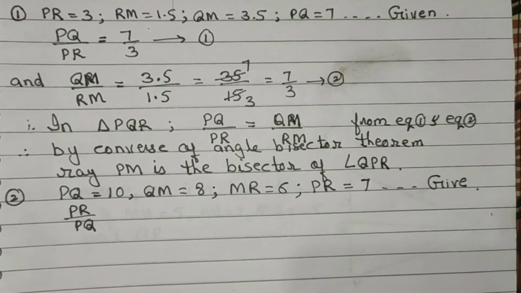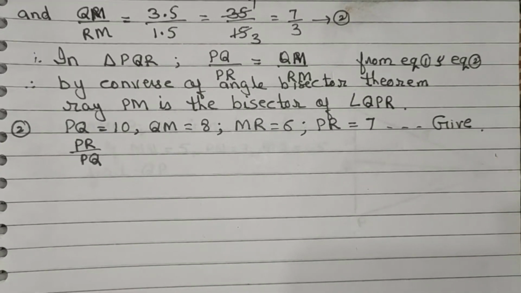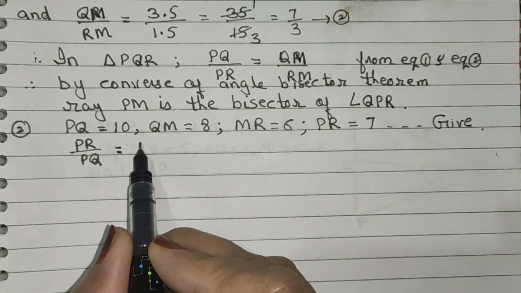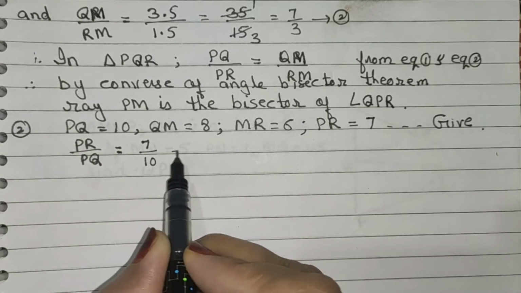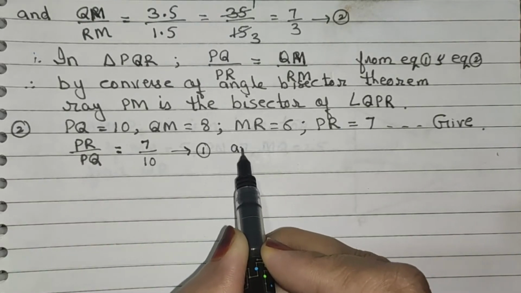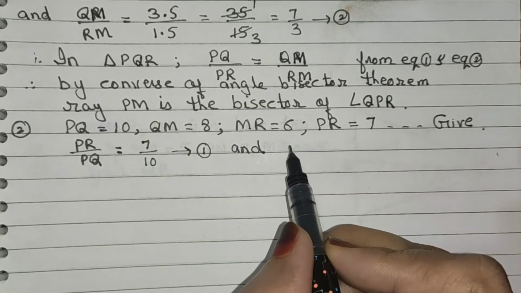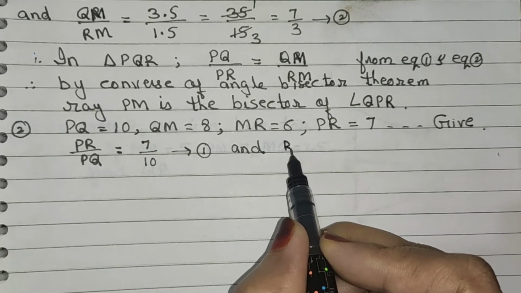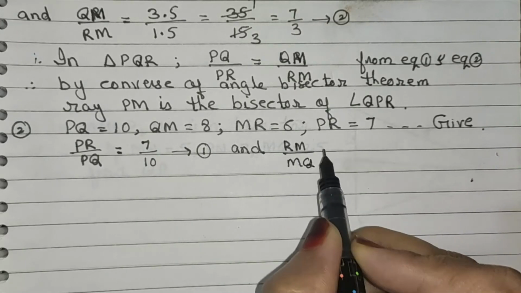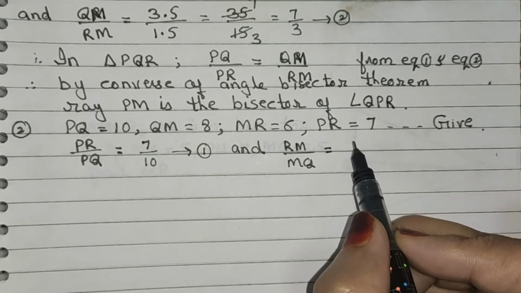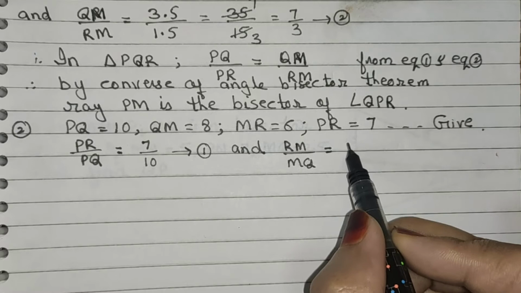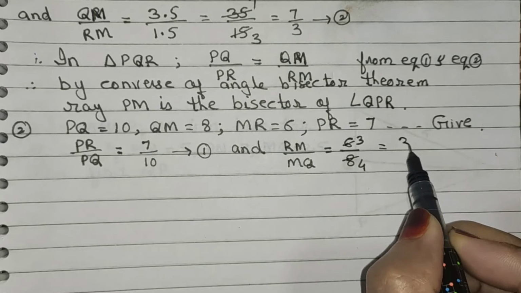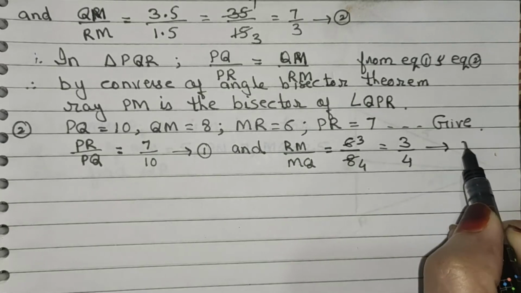Now first find the ratio PR upon PQ. Now substituting the values here, 7/10. Give it equation number 1. And next ratio is RM upon MQ. Now here also substituting the values we get 6/8. Cancel it. 2 3s are 6, 2 4s are 8. Now we get value here 3/4.